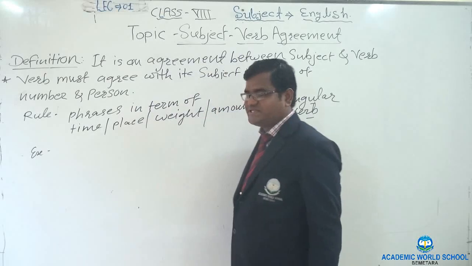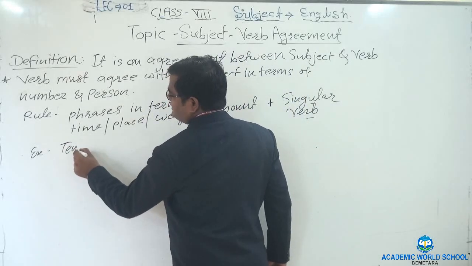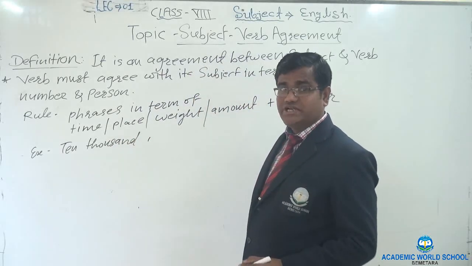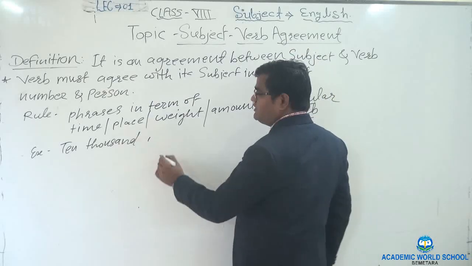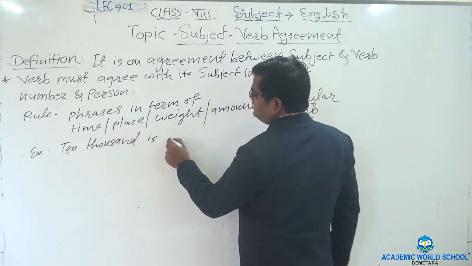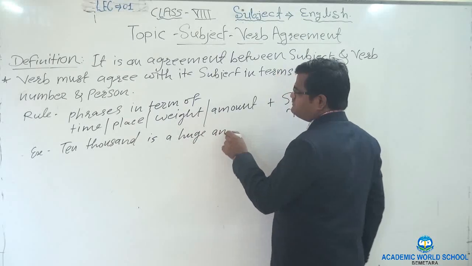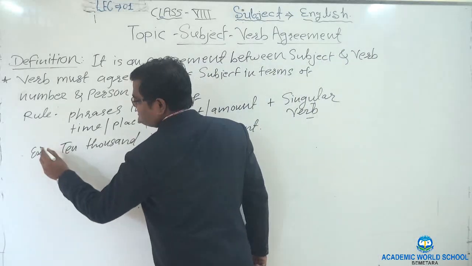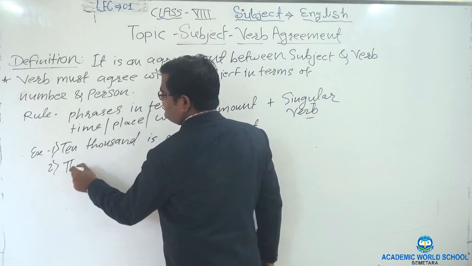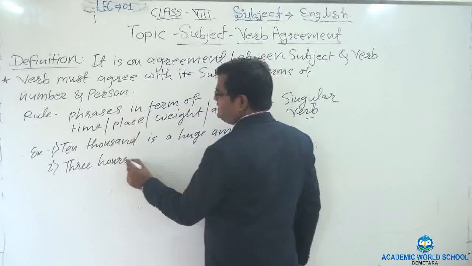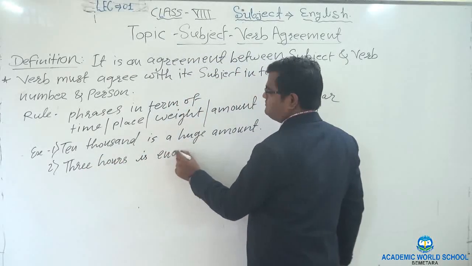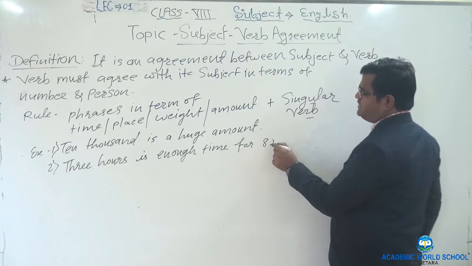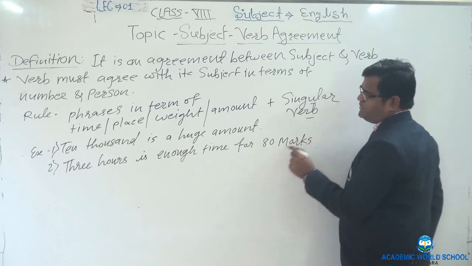For example, 10,000. Is it a huge amount? I am talking about 10,000, not 1. So still I will use "is". 10,000 is a huge amount. Or I can say 3 hours. 3 hours is enough time for an 80 marks paper.